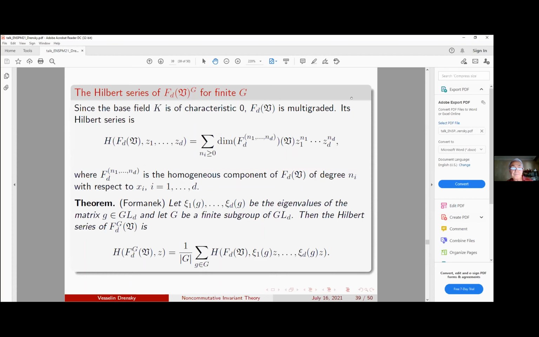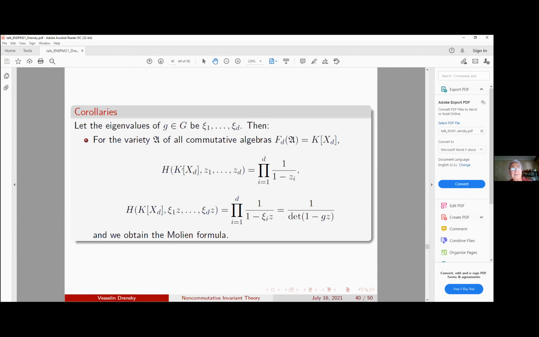So the Hilbert series: the relatively free algebra is multigraded. So this is something similar to the case of the polynomials when you count each variable and you have a Z^d grading. So you have the homogeneous components with respect to each variable, and you consider the Hilbert series. Then there is a theorem of Formanek, which states that if you have the eigenvalues of the matrices of the group, for the algebra of invariants in the case of a finite group, you replace in the Hilbert series the variables with the eigenvalues multiplied by z, and you get the Hilbert series of the algebra of invariants.